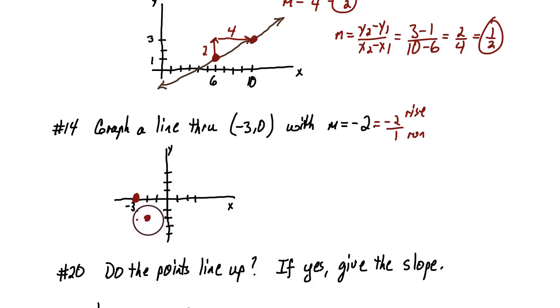We could do this again for more accuracy. Down 2 and run 1 to the right. And draw a line through the dots.